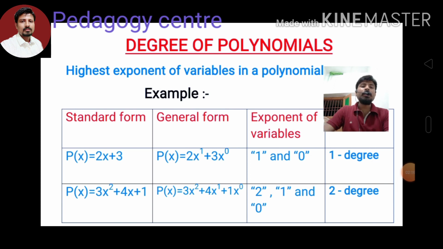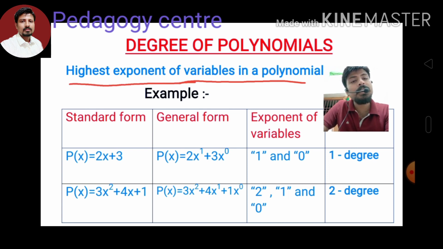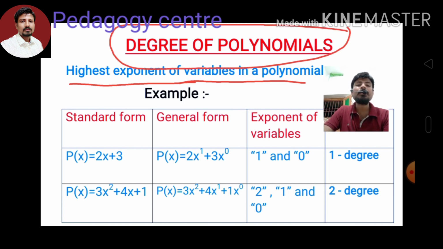The highest exponent of the variable in a polynomial is called the degree of the polynomial. As you already learned the definition of polynomials, any expression having many terms where the exponents of the variable must be positive integers is called a polynomial expression, and the highest exponent of the variable in that expression is called the degree of the polynomial. Now let me take examples.